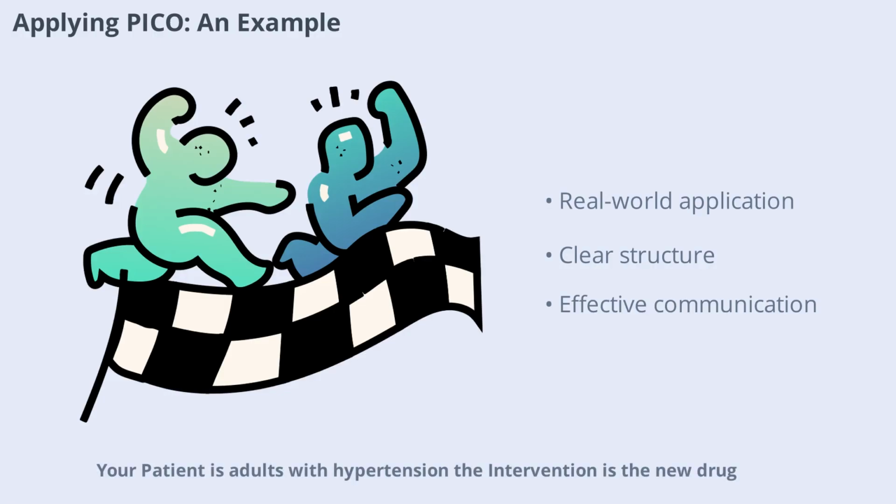Your patient is adults with hypertension, the intervention is the new drug, the comparison is the standard drug, and the outcome is blood pressure reduction. This clear structure helps you design your study and communicate your research question effectively.